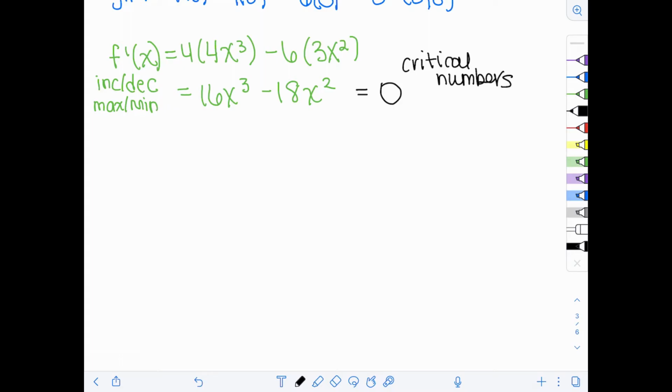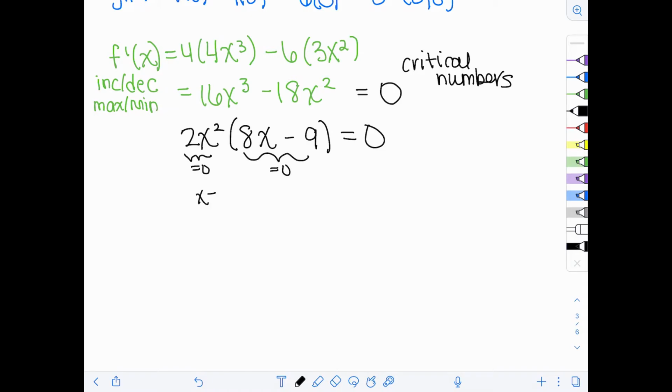To set this equal to 0, I'm going to go ahead and factor. Here I can factor out 2x squared, and then I'll set each factor equal to 0. So we get x equals 0 and x equals 9 over 8. So it can't happen here. I mean, this is an x-intercept and a y-intercept. Now it's also a critical number.